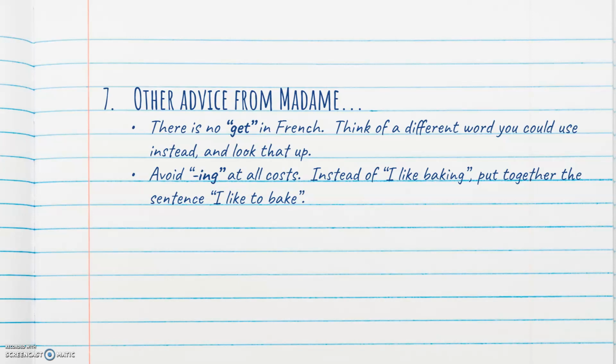So if you wanted to say, I like baking, rather than looking up the word for baking, look up bake as in a verb and put together the sentence, I like to bake, because that's really the idea that you want to express. So don't ever look up anything that ends with ing because you're probably not going to get what you need for how you're putting it together.